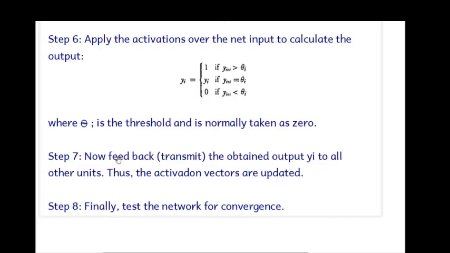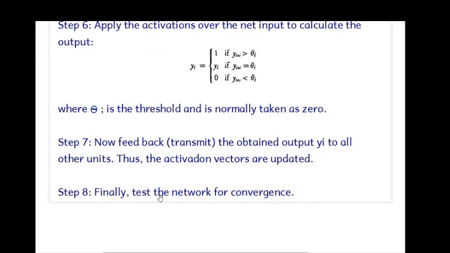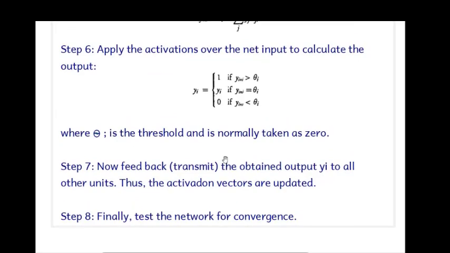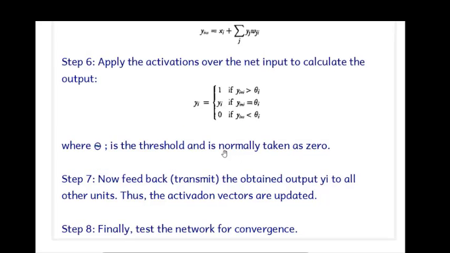Then the next step: feed back the obtained output yi to all the other units, so the activation vectors are updated. And finally test the network for convergence. This is how the testing is done. After training we get the values of the weights, and these weights are then tested so that we get convergence.